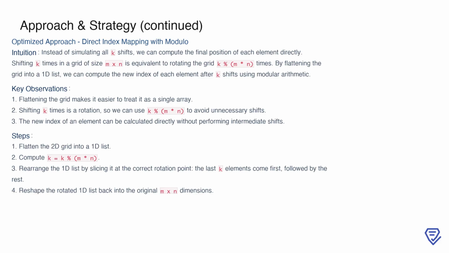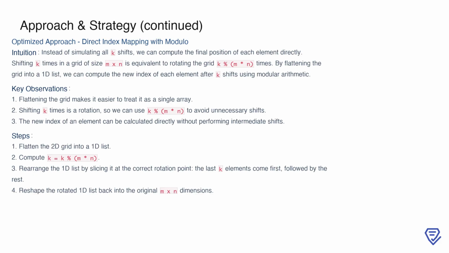To implement this, we first flatten the 2D grid into a 1D list. Then, we compute k modulo m*n to determine the effective number of shifts. Using this value, we slice the list at the rotation point. The last k elements are moved to the front, while the rest follow. Finally, we reshape the modified 1D list back into the original grid dimensions.